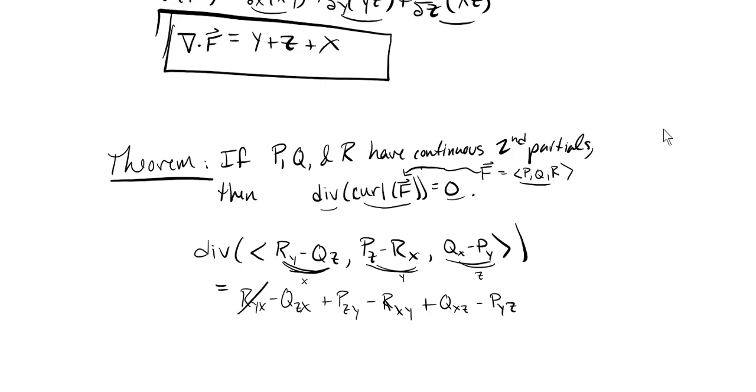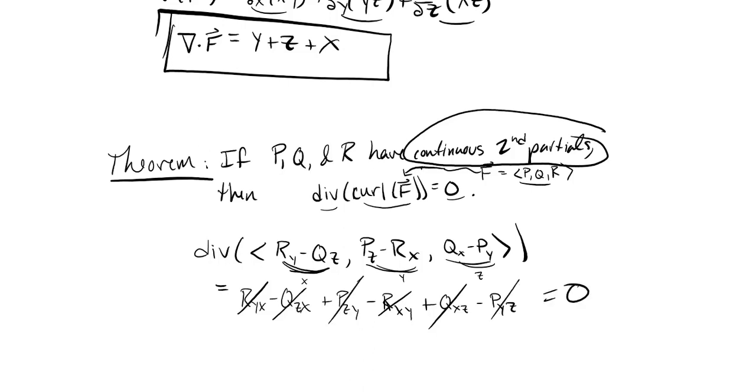Ryx, by Clairaut's theorem, that's the same as rxy. We know Clairaut applies because of the continuous second partials. Negative qzx cancels positive qxz, again for the same reason. Clairaut's theorem applies. And finally, these cancel. The divergence of this curl does equal 0. Easy to show.